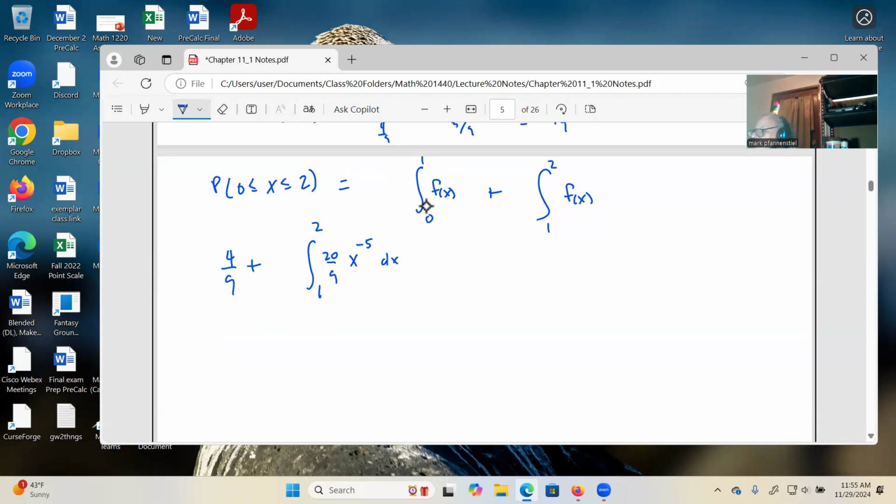And we just have to integrate this little piece here. So this is just going to be 4/9. Don't integrate this again. Leave it alone. Okay, and then we're going to have, let's see, we're going to have minus 20 over 9.